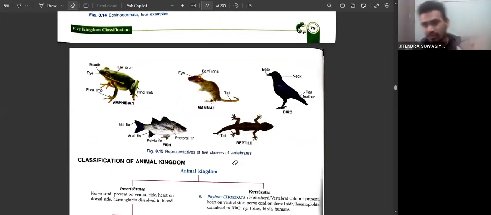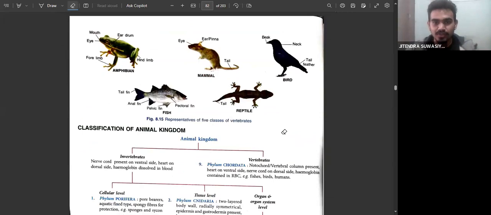So we have chordata and non-chordata, and we are talking about the chordata. Then we have reptiles. Reptiles also have an endoskeleton present in their body. In mammals, in every animal, there will be bones present. Because of that skeleton, they have their definite shape.